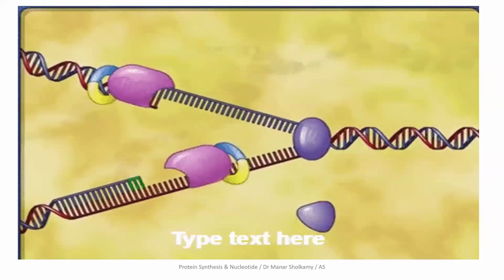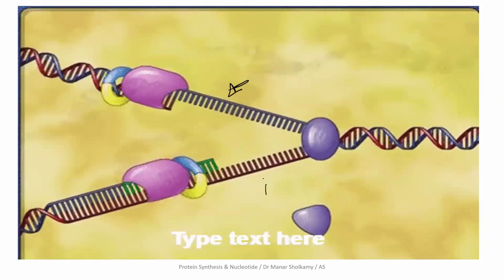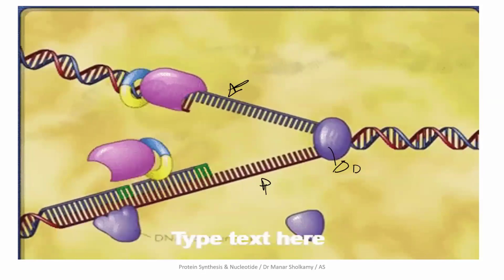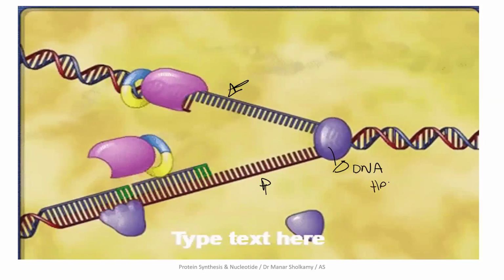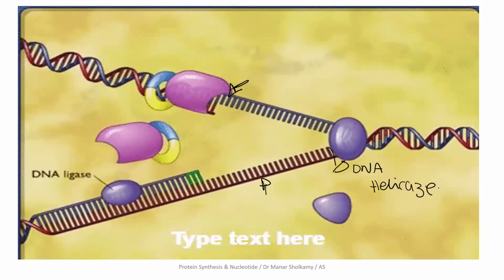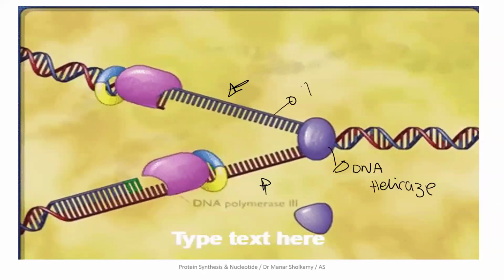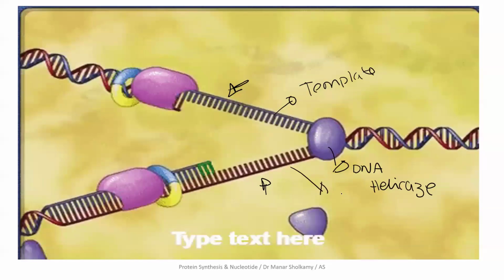Okay, now I want you to focus on this template strand. Ignore this one now. This is the DNA helicase. The DNA helicase enzyme is breaking the hydrogen bonds and it is unzipping. It is exposing the DNA strands to give me two templates. This is one template and this is another template.